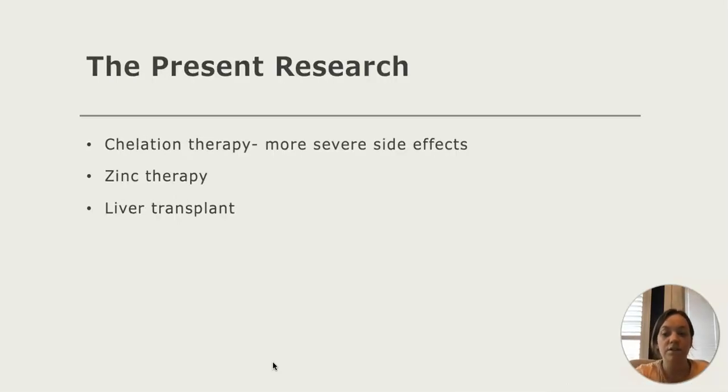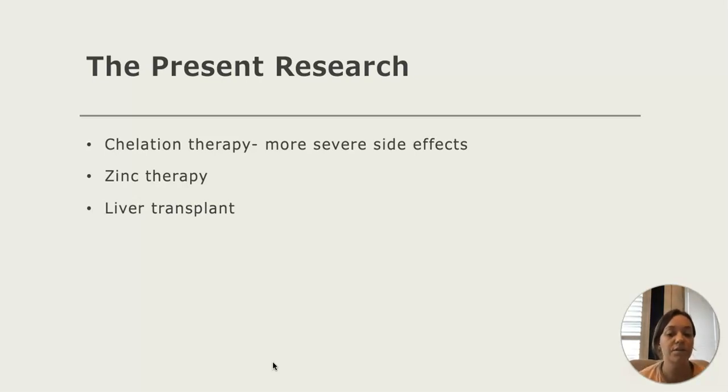Okay. There is currently no cure for Wilson's disease, although there are two different types of therapy. One is called chelation therapy. This is when there's a drug called penicillamine and trientine. They bind to the excess copper ions that aren't being sent to bile, and that allows them to be excreted via the urine rather than through our feces.